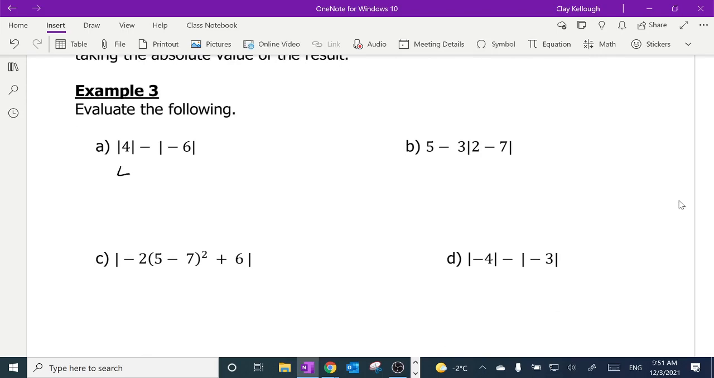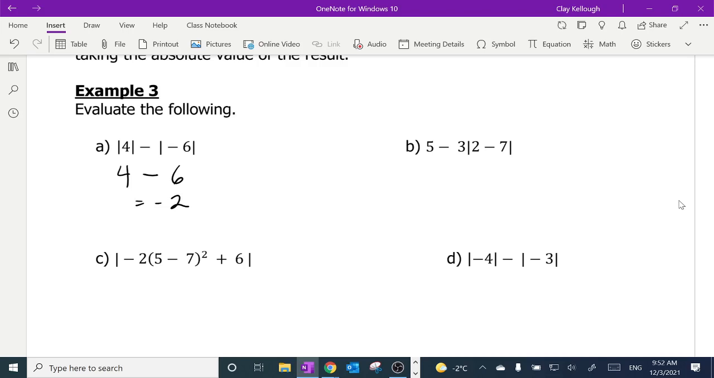Well, the absolute value of 4 is 4. The absolute value of negative 6 is 6, and this is still a subtract. What's different about what you do with normal brackets is with normal brackets you'd probably think, oh, I'll just cancel those negatives. But in this case you can't because you have to apply the absolute value before you consider the subtraction. So this is negative 2.